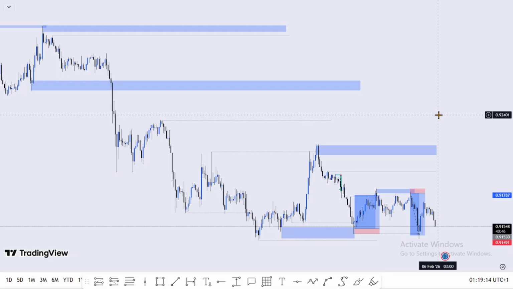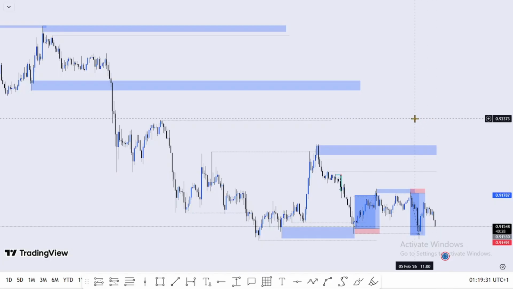Liquidity doesn't announce itself on the chart. It doesn't come with an indicator or a signal. It sits quietly around obvious highs, lows, and areas where traders tend to place their stop losses. If you don't know how the market behaves around those areas, you will miss it every time.